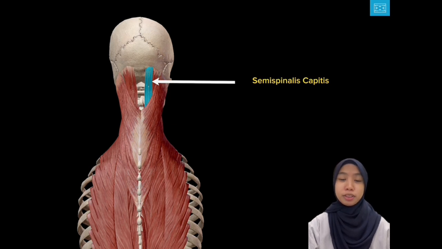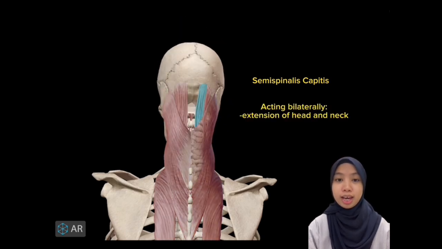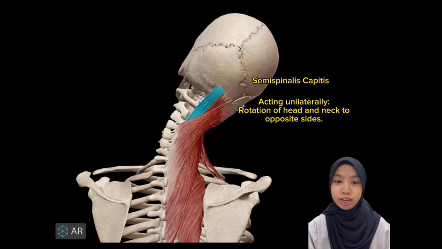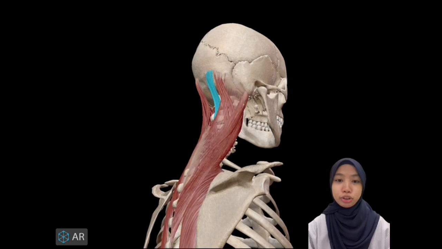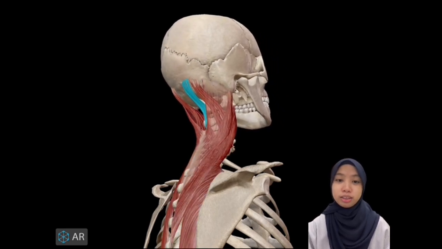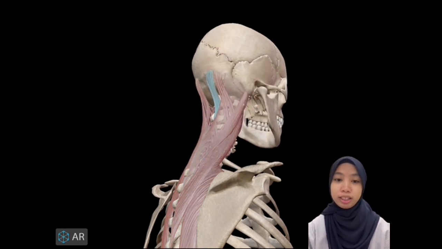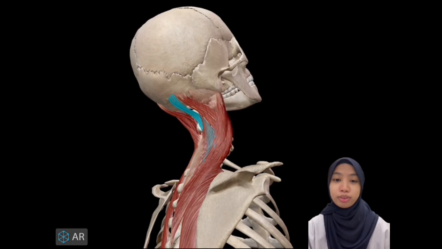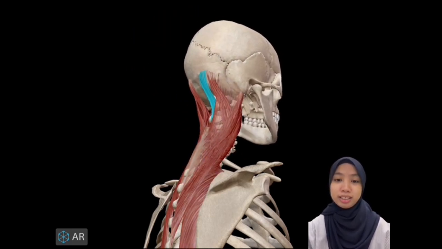Lastly is semispinalis capitis. When semispinalis capitis acts bilaterally, it causes the extension of the head and neck, and when acting unilaterally, it causes the rotation of the head and neck to the opposite side. Besides, it functions during bilateral contraction. This muscle is considered a prime mover for dynamically maintaining the cervical lordosis. It is also considered one of the main factors in maintaining the balance of the head and the neck.